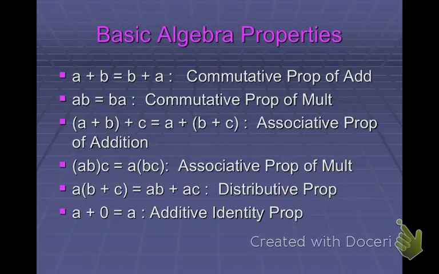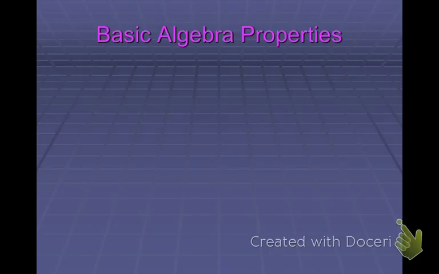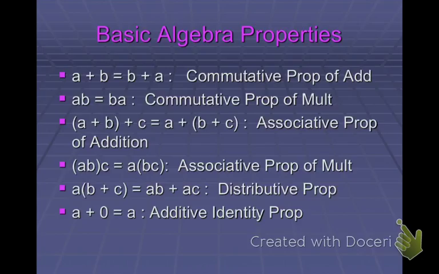Then, the additive identity property. Basically, if you add nothing to something, you still have what you have. Everybody good there? You need me to go back?